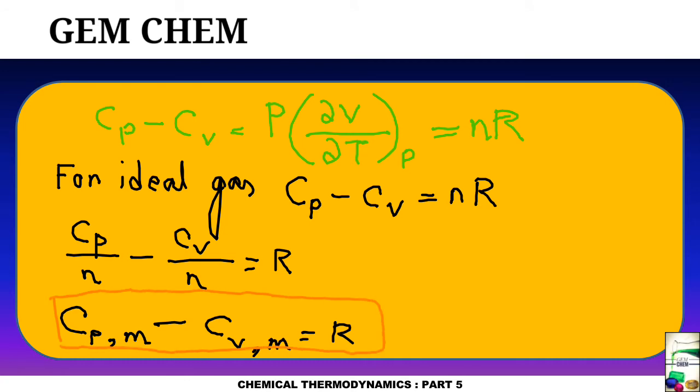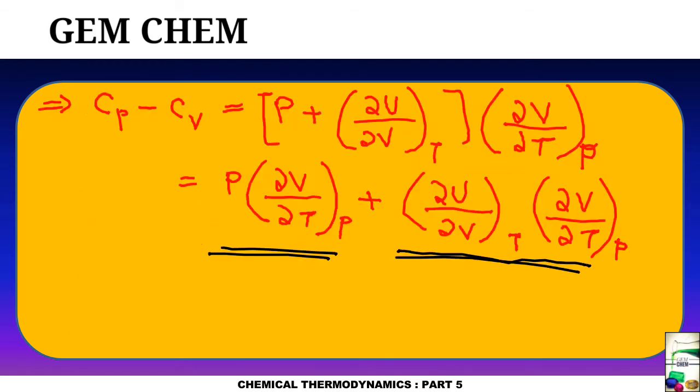Now we are going for van der Waals gas, but before that, we have to get the value of delta U by delta V at constant T, so that we can substitute the value here, and delta V by delta T at constant P can be easily obtained from the van der Waals gas equation. And what is the van der Waals gas equation? If you don't know, you can refer to the kinetic theory of gas part 1 video. The details are already mentioned there.